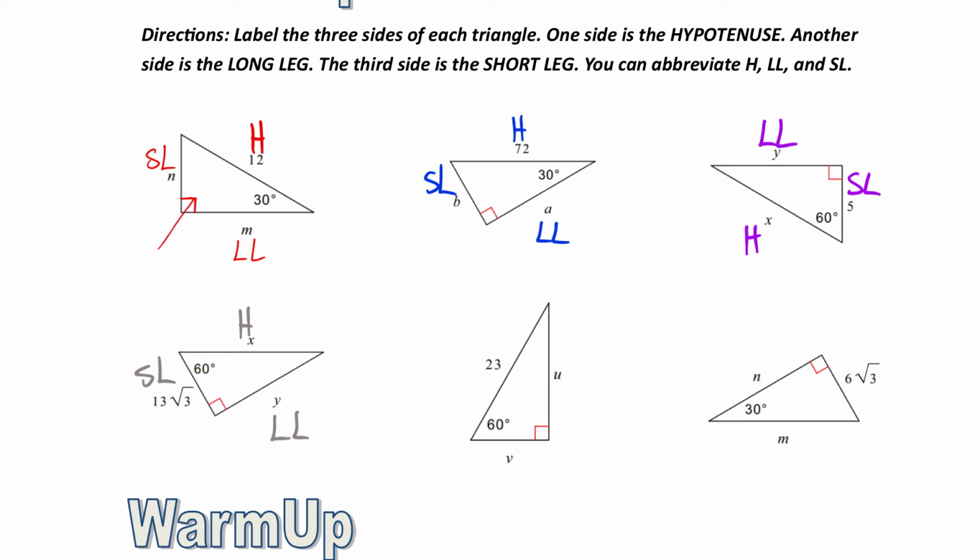Next one, which one's the H? 23. Which one's the short leg? V. And then the long leg is U. Okay, then the H on the last one is the M. Remember, this right angle mark is like an arrow pointing towards the H. And this is the short leg, and this is the long leg.